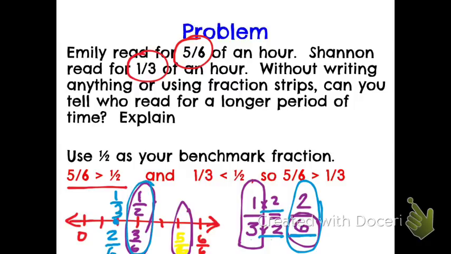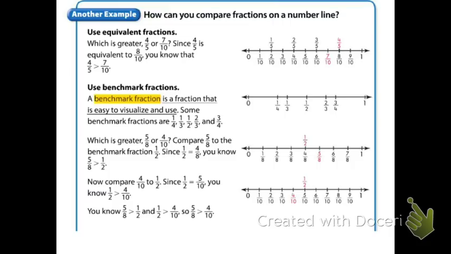So ultimately, I would figure out that Emily, who read for 5/6 of an hour, read for a longer period of time than Shannon, who read for 1/3 of an hour. Using equivalent fractions, we can come up with the simplest way to compare our fractions. The benchmark fraction is a fraction that's easy to visualize, like we've already talked about. Many of the common ones, like I already said, were 1/2 and 1/4. 1/3 and 3/4 are also used pretty commonly, and 2/3 is used frequently, but not as much as 1/2 and 1/4.